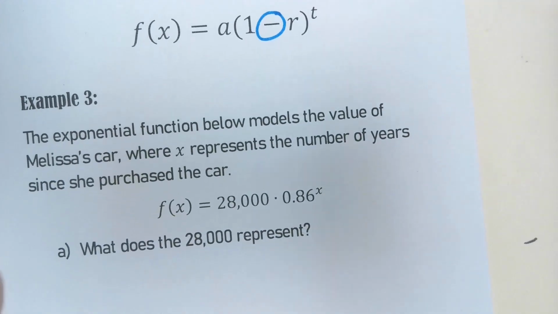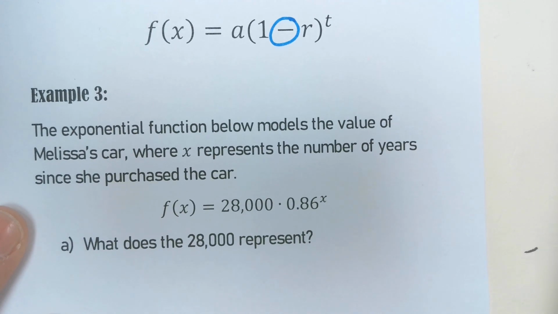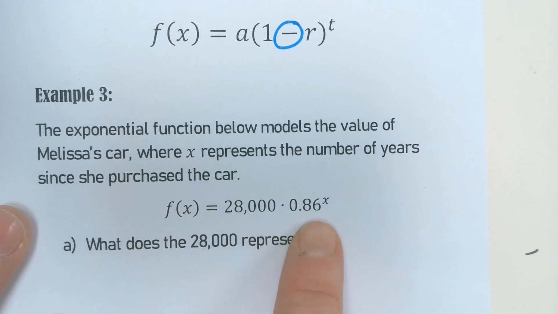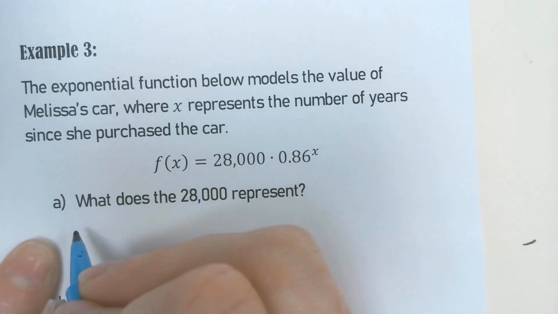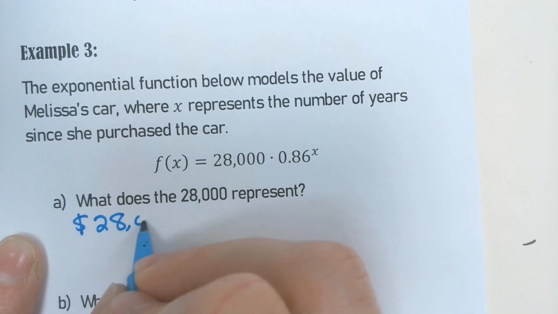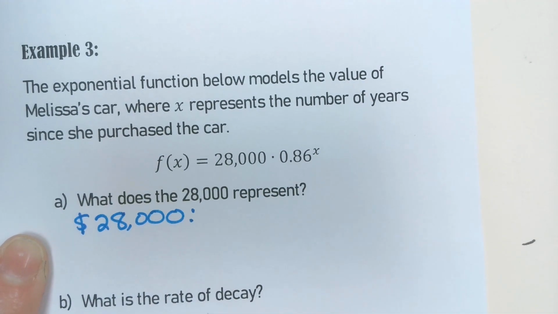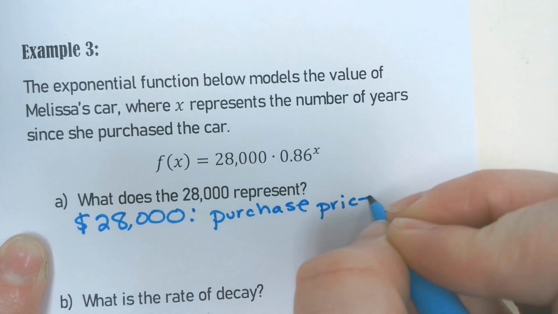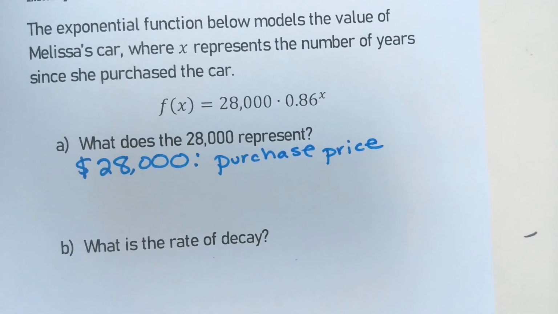Example 3 says an exponential function below models the value of Melissa's car, where x represents the number of years since she purchased the car. So f of x equals 28,000 times 0.86 raised to the x. What does 28,000 represent? Starting value, but in this situation, it would be how much she bought the car for. So purchase price. So she bought the car for 28,000, and then it's decreasing by a certain value every year.